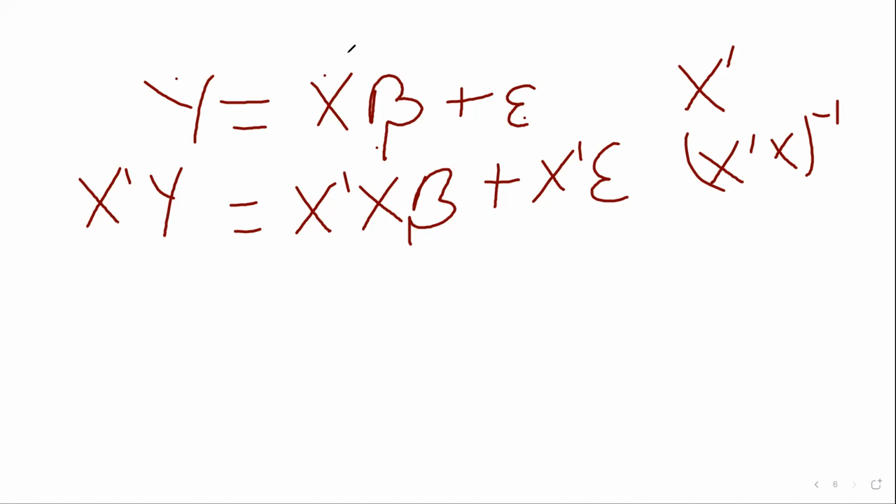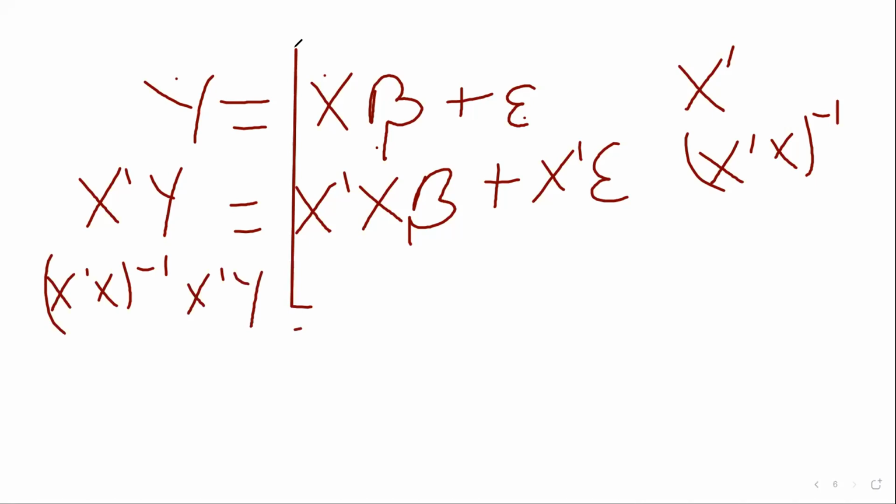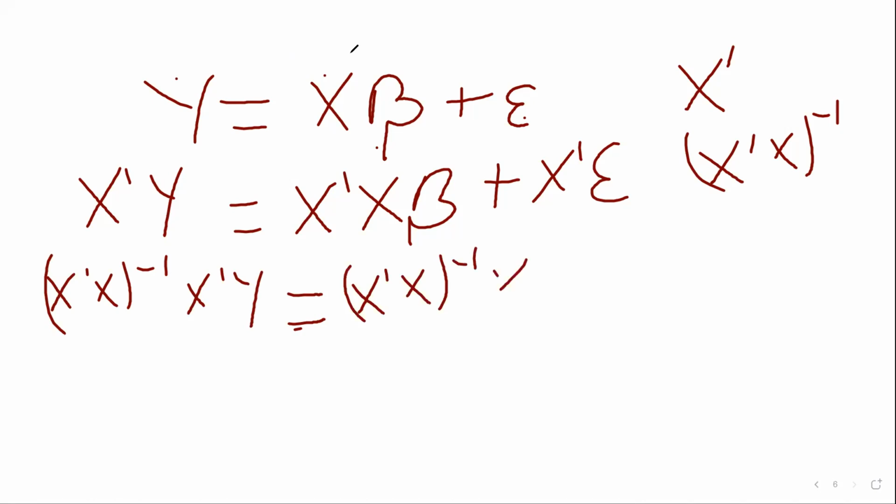So that means on the left here, I will have (x prime x) to the power -1, and then what is already there, x prime y. And then that is equal to the same (x prime x) to the power -1, and then x prime x beta, plus (x prime x) to the power -1, and then x prime epsilon.